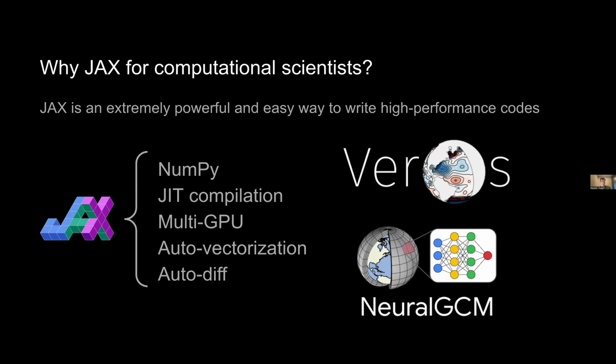It's been used for some pieces of Earth system modeling codes. There's this Veros Ocean model, and then this NeuralGCM, which is a project that my team has worked on, which is a hybrid AI and physics-based atmospheric model.